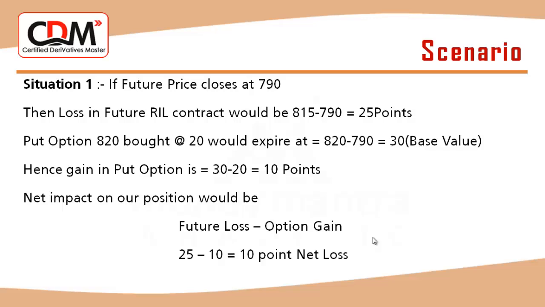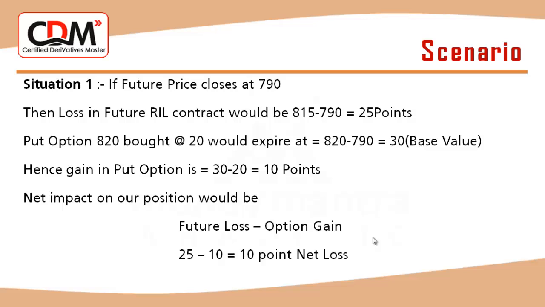Now here are the situations referred to here. Suppose the future price closes at 790, then the loss in the future Reliance contract would be 815 minus 790, because he bought at 815. If the market goes against his strategy, the loss he has to bear in the future contract is 25 points, as 790 is the closing price. So if Reliance future expires at the level of 790, then 25 points would be his loss in the future.